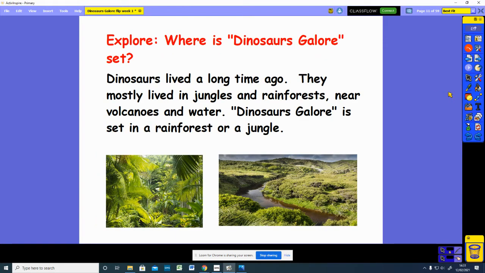Okay, children, let's see if you were right. Where is Dinosaurs Galore set? Well, dinosaurs lived a long time ago. They mostly lived in jungles and rainforests, often near volcanoes and water. So Dinosaurs Galore is set in a rainforest or a jungle. Here's a picture of a rainforest. And also, Dinosaurs Galore is set near water because some of the dinosaurs in the story, we saw them having a bath in the water. Dinosaurs did like the water. Some dinosaurs lived in the water all the time.